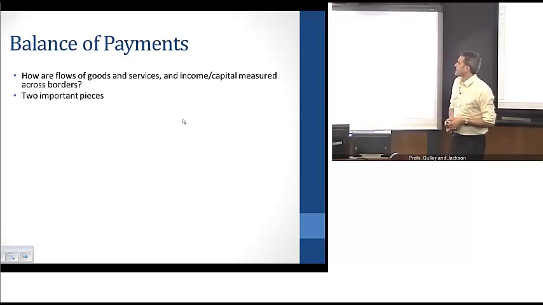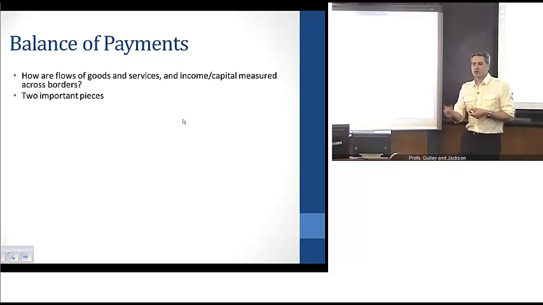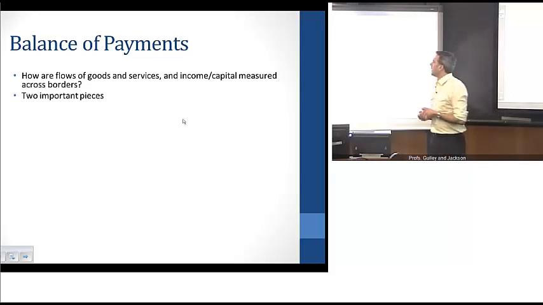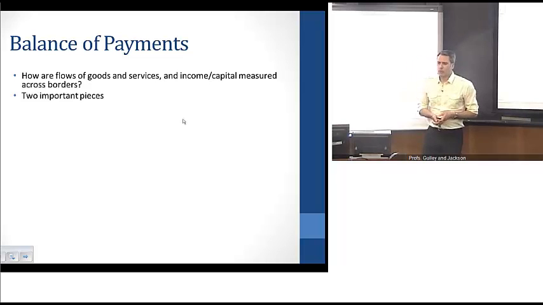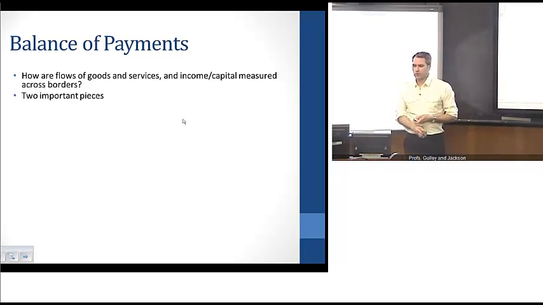The second part of this is to think about, in terms of this intervention, the notion of balance of payments. It turns out that these things are linked, and we'll circle back around to this at the end. The basic idea of the balance of payments is to think about how goods and services flow across borders, and also related to that are the income and capital flows across borders. And so there are two important pieces to this balance of payments story.